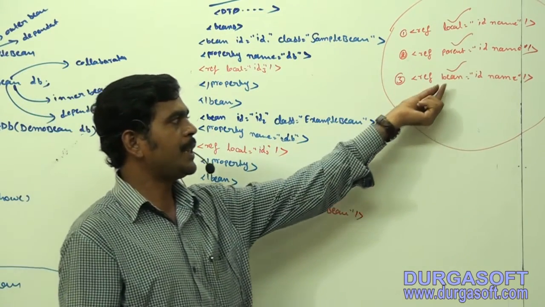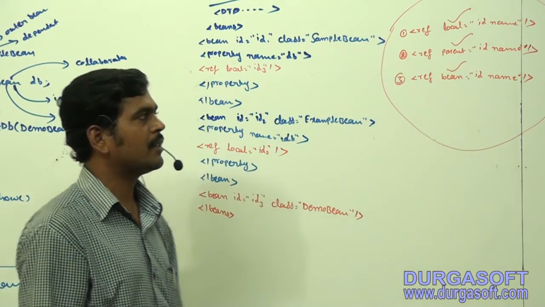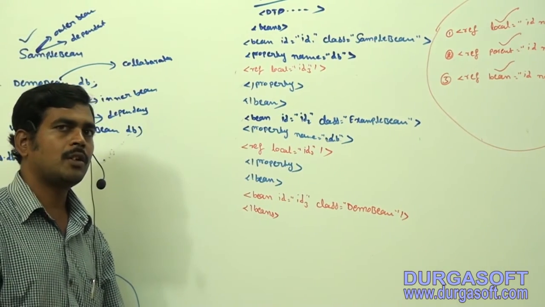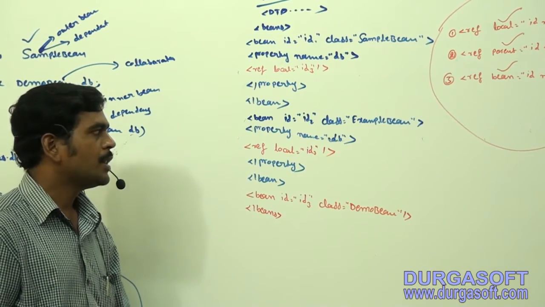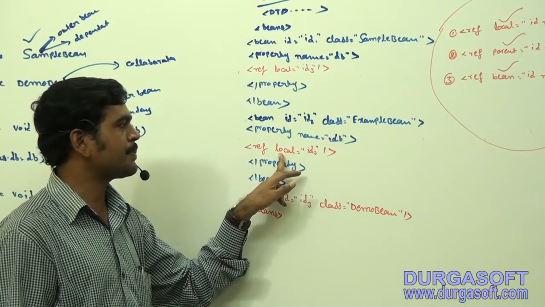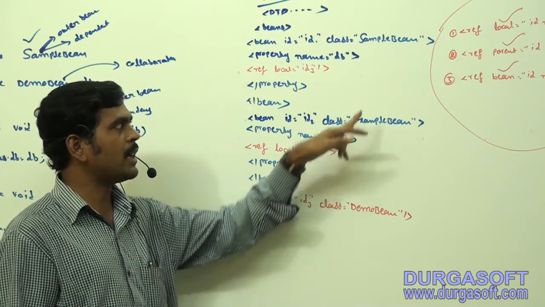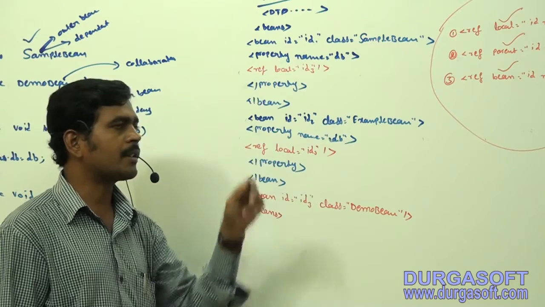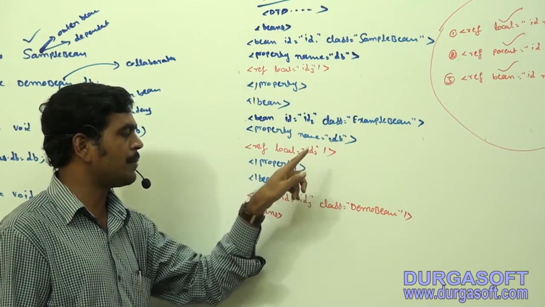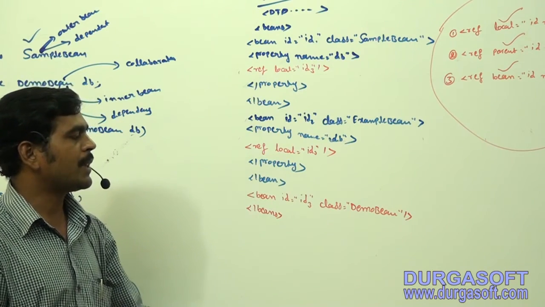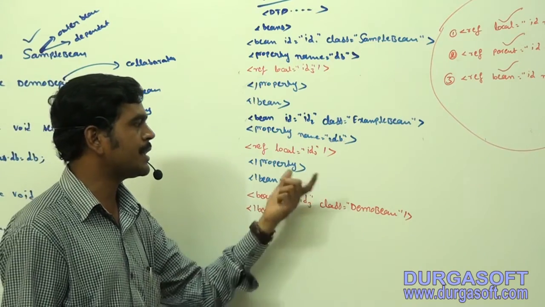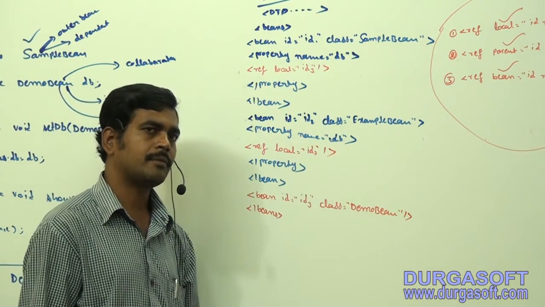Now coming to the bean attribute. Bean is acting as a local as well as parent. Whenever we are placing the bean here, first of all, the Spring container verifies whether this ID3 is available within the same XML file or not. If ID3 is available within the same XML file, happily the container creates the object and places it into that inner bean inside the outer bean.